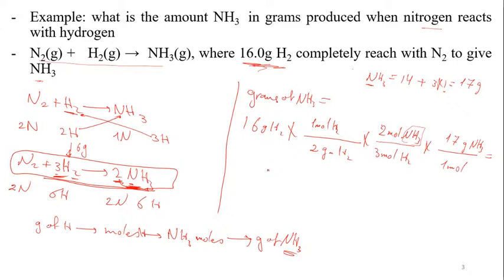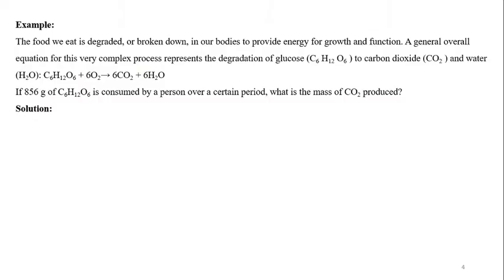So if I calculated this ratio, this means I have 19 grams of ammonia. Another example. Here we could see that the degradation, or the breaking down, of glucose in the presence of oxygen in the human body gives carbon dioxide and water. If I started with 856 grams of glucose, how much carbon dioxide is produced?